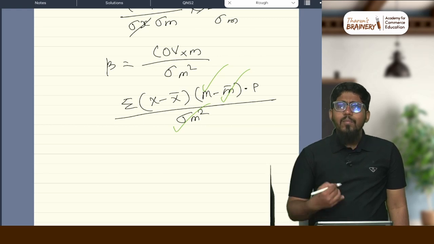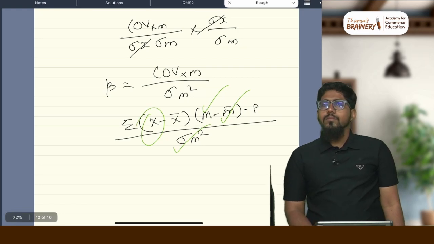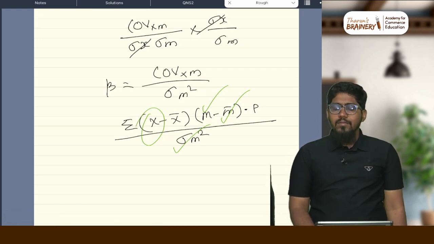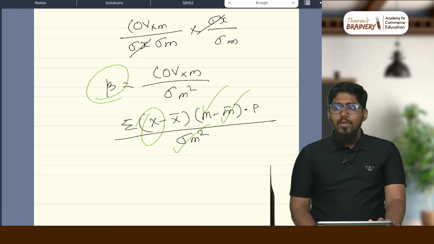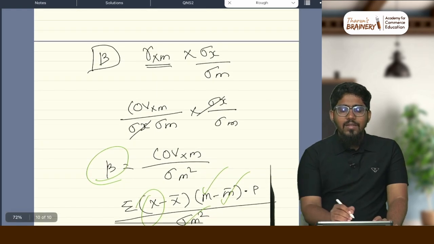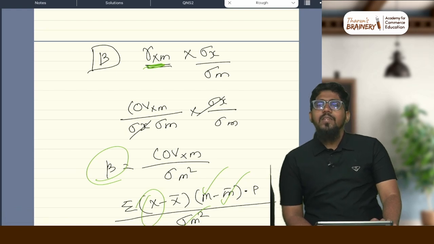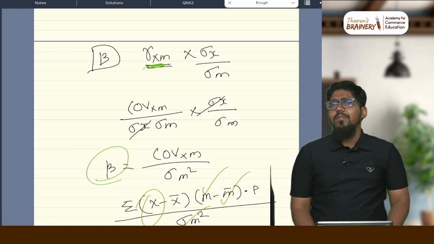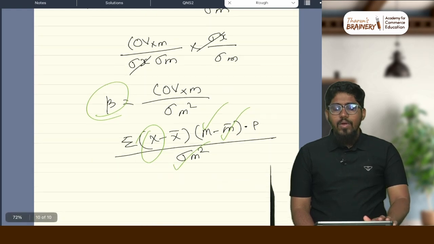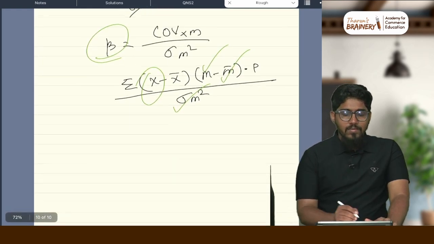Sir, what if my shares are not traded? I don't know my market return. For a listed company, you can find out beta, sir. Why? Because the price and the return of the security you will know. For an unlisted company, how will you know the price?